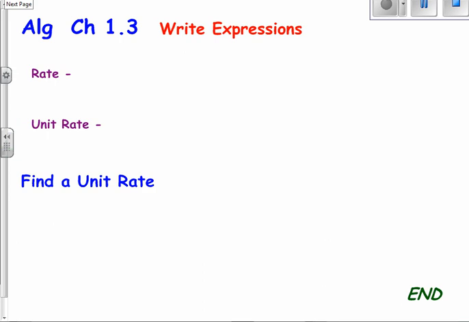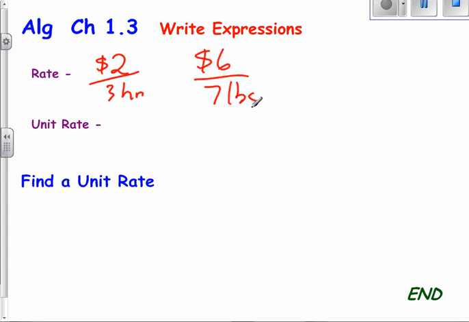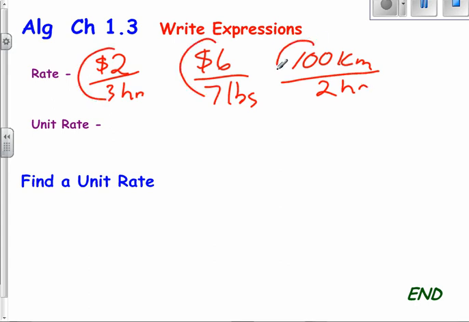We are. So let's look at rate. What is a rate? A rate is a comparison between two quantities with different units. So it could be $2 per 3 hours. It could be $6 per 7 pounds. It could be 100 kilometers per 2 hours. So a rate is a comparison between two numbers, 2 and 3, 6 and 7. These are in my examples, 100 and 2, that have different units: dollars, hours, dollars, pounds, kilometers, hours. So it's a comparison between two quantities with different units.